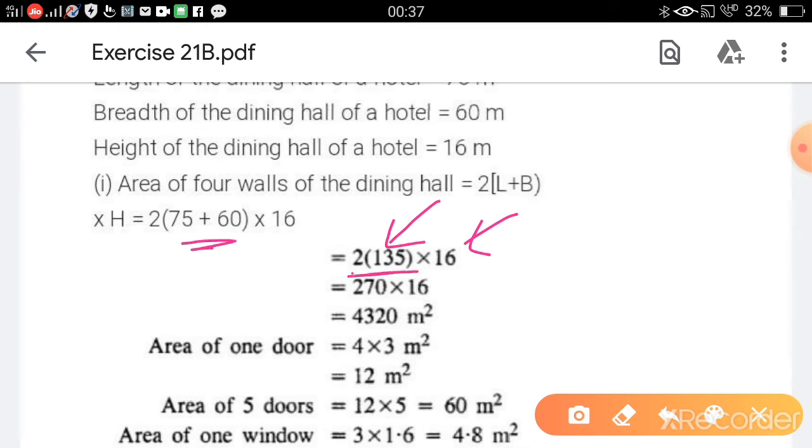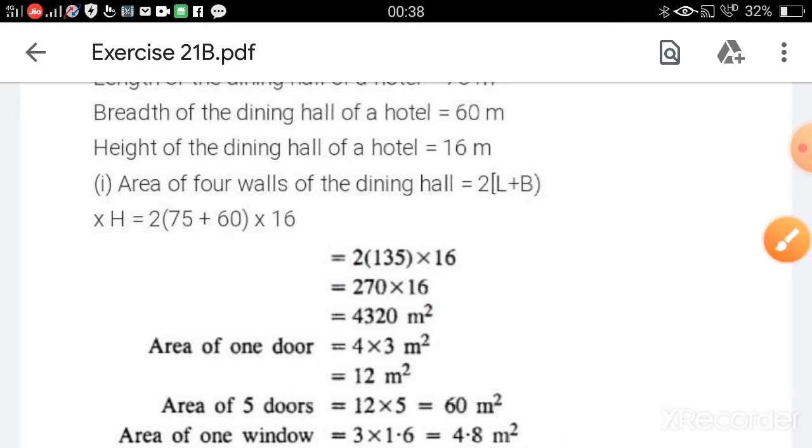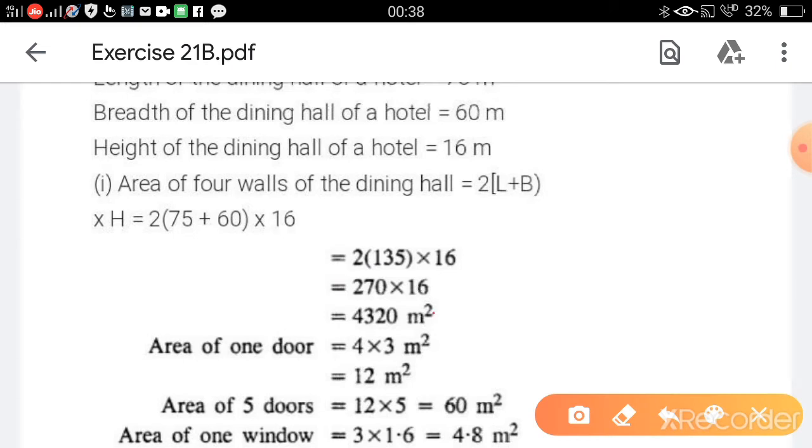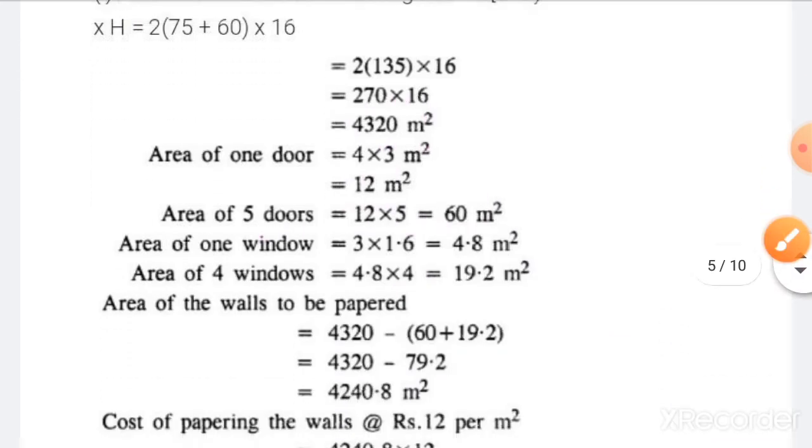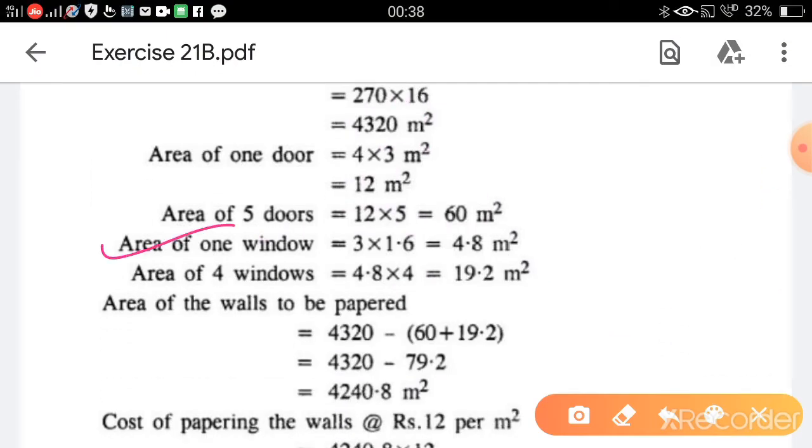So 2 into 135 will be 270, into 16. Then the final answer will be 4320. Then area of one door, we have to find the area of one door. Then 4 into 3, 12 meter square. Area of 5 doors, how many doors are there? 5 doors are there. So 12 into 5 will be 60 meter square.